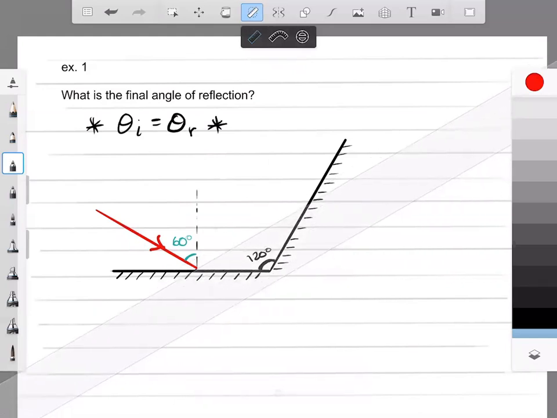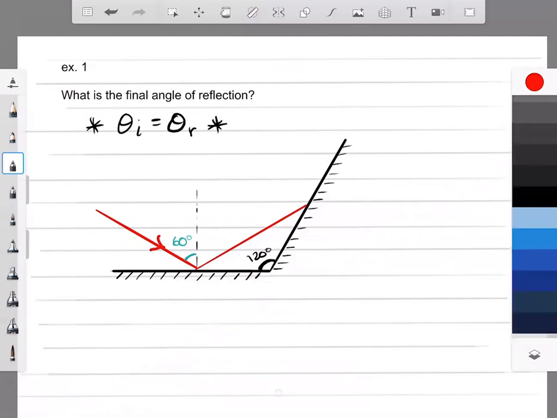From right there, that looks good. It's going to bounce off like this, and then hit the mirror again. So let's take this angle off, this ruler off for a second and take a look at this a little bit deeper.